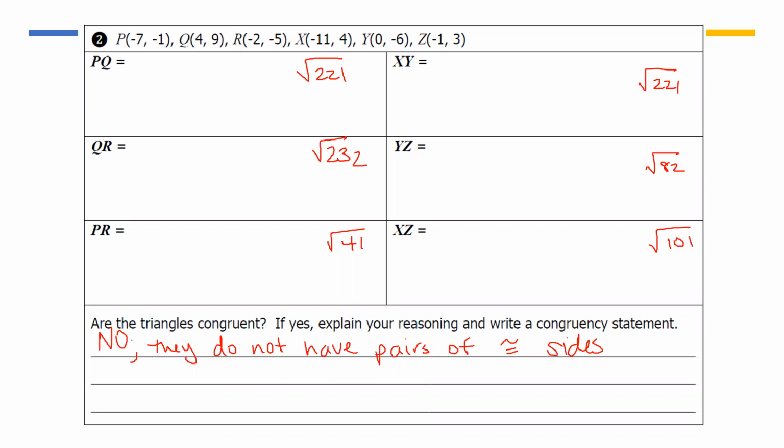So no, these are not congruent triangles. They don't have pairs of congruent sides. These sides would have to match up and be the same length from one triangle as in the other triangle, and they're not. So these triangles are not congruent.